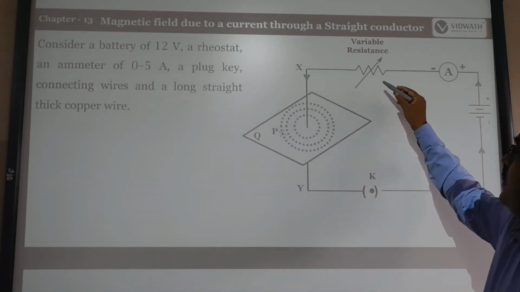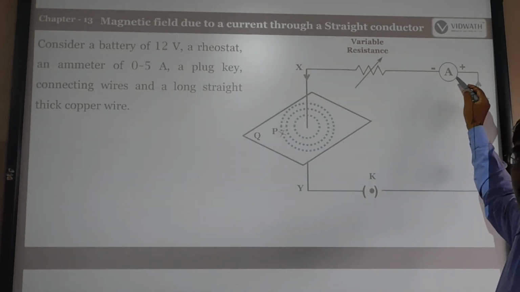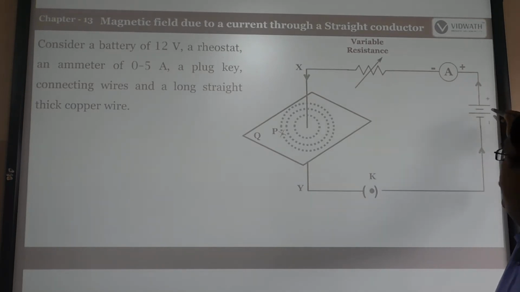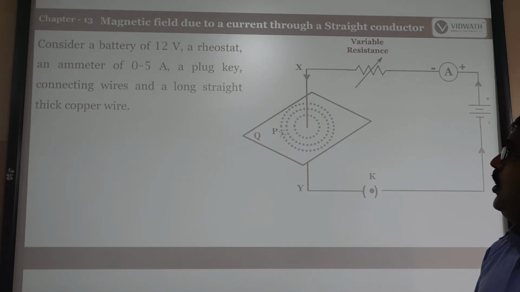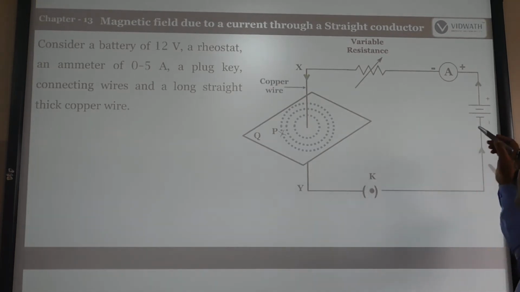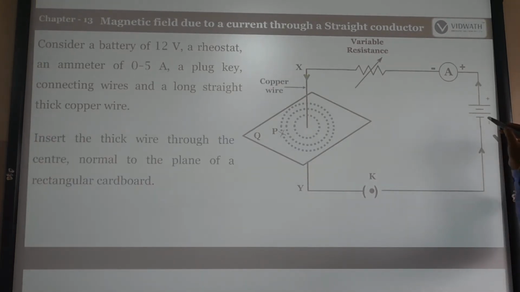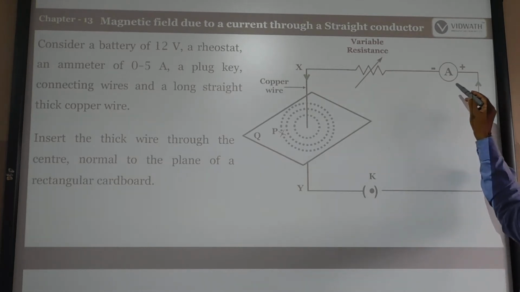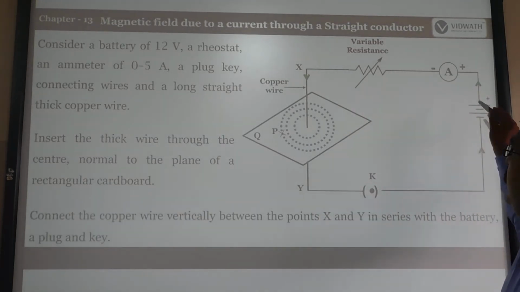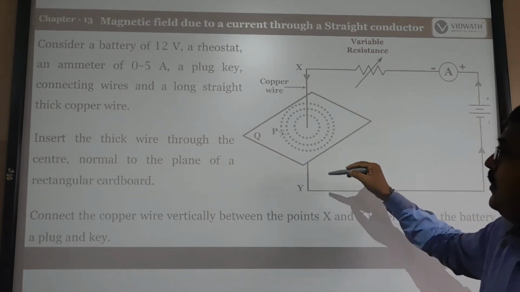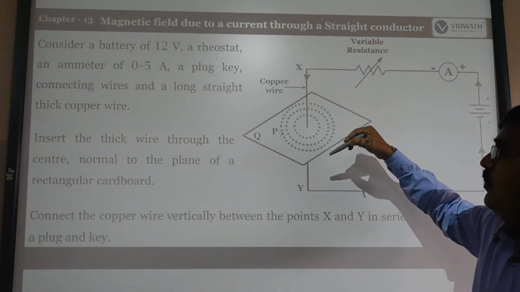So these are the variable resistance, ammeter, and positive and negative terminals. This is the battery and also the plug key. Consider a 12 volt battery. There is the 12 volt battery. The ammeter we take is a 0.5 ammeter. This is the plug key. These are the connecting wires. This is the long straight copper wire.